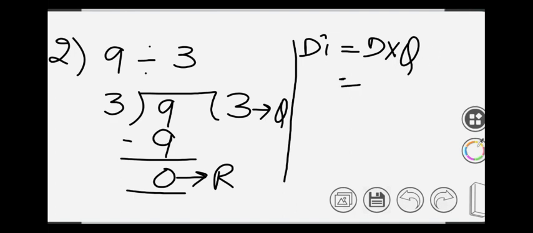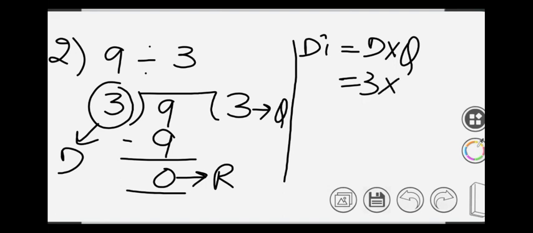Here the divisor is 3. This is the divisor. So 3 multiplied by quotient, which here is also 3. So 3 multiplied by 3. Since remainder is 0, we have skipped that. Otherwise we have to add that remainder part also. But here it is 0, so it's the same thing. So 3 3s are 9.